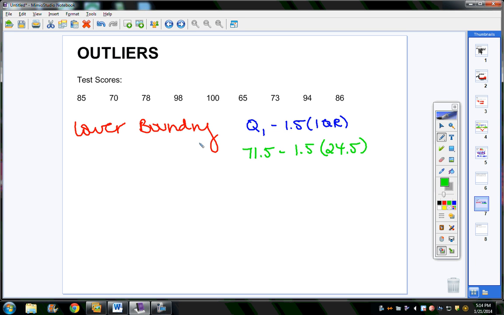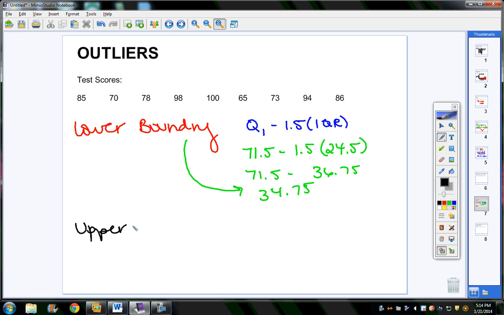24.5 times 1.5. And then 71. So we get 71.5 minus 36.75. And we get 34.75. So the lower boundary is 34.75.